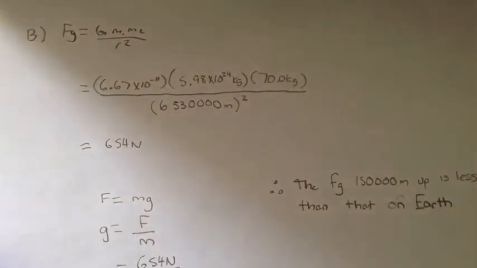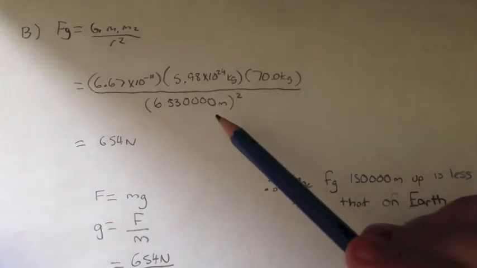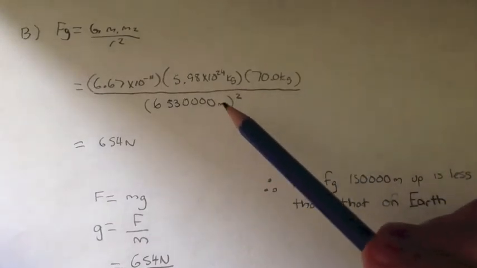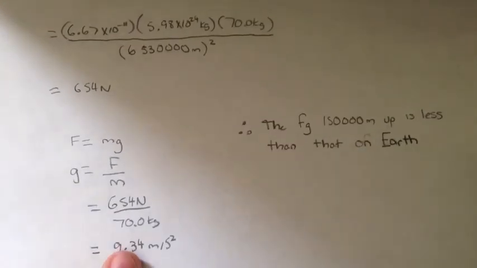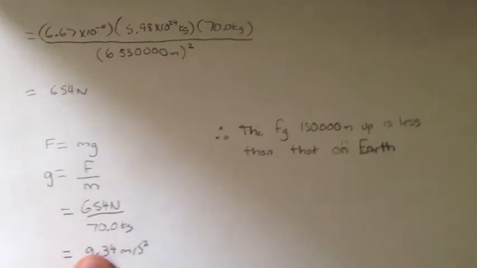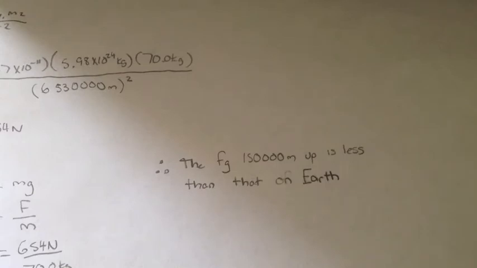And then compare that to 150,000 meters in space. You'll have a larger radius, so that will give you a smaller acceleration. As you can see here, it's 9.34 meters per second squared compared to 9.8 meters per second squared. So at an altitude you experience less gravity than you would on Earth.